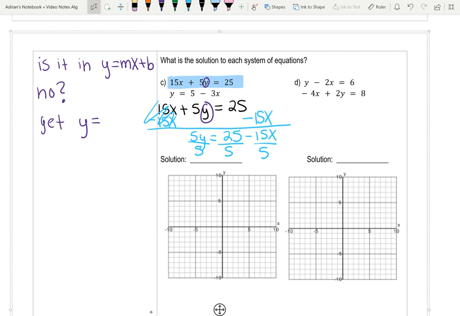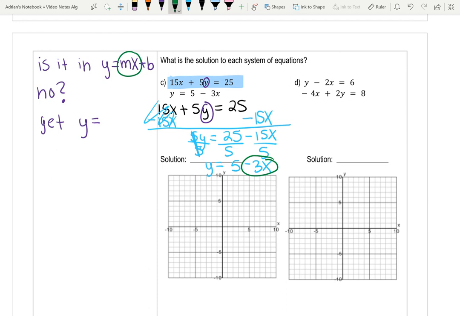And then I have these cancel, so I have y equals 25 over 5 just becomes 5, and negative 15 over 5 will become negative 3. Now it's almost in y equals mx plus b form, except this is my slope, and my slope should technically come first. So what I'm going to do is rewrite that.